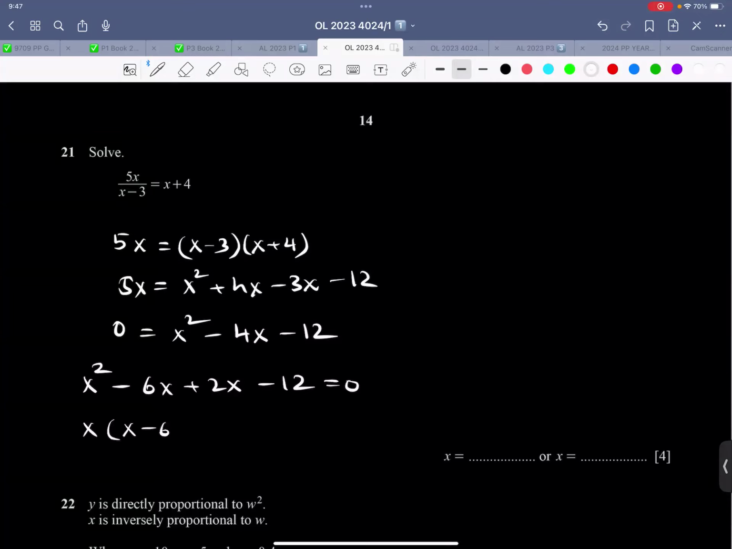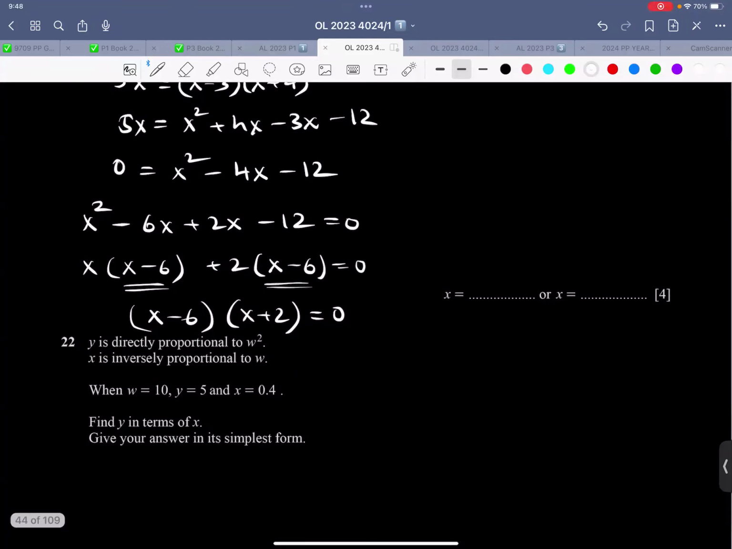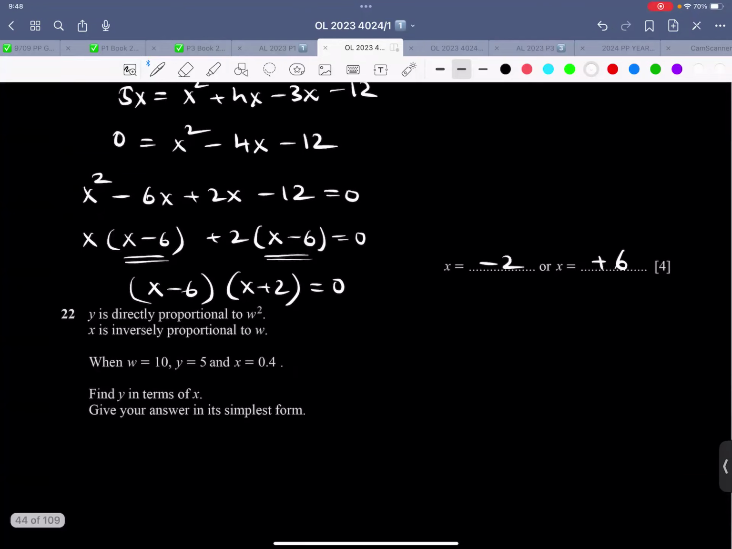x common, x minus 6, plus 2 common, x minus 6, equals 0. These two should come out to be the same. x minus 6, x plus 2 equals 0. Yes, it's an equation. That's why it says solve. It's not just factorization. Therefore, x is equal to negative 2, x equals to positive 6. So that's the answer for this part.